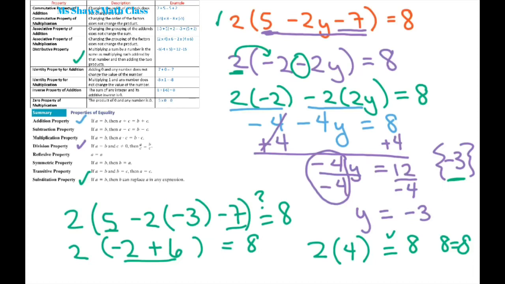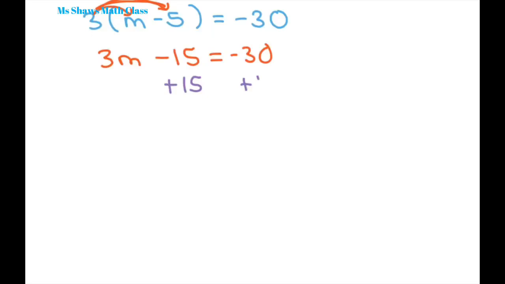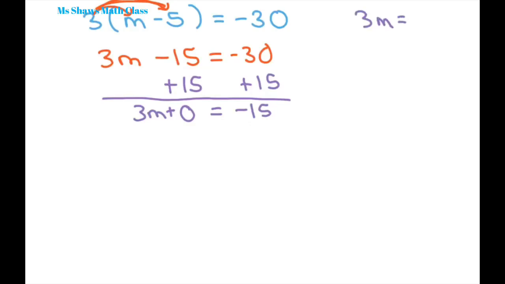And we'll start. We're just going to use our distributive property and go ahead and use arrows this time. 3 times m is 3m. 3 times negative 5 is negative 15 equals negative 30. All right, now we're going to use our addition property of equality and add those up, and that's going to be 0. And it's going to be negative 15. So we have 3m equals negative 15.